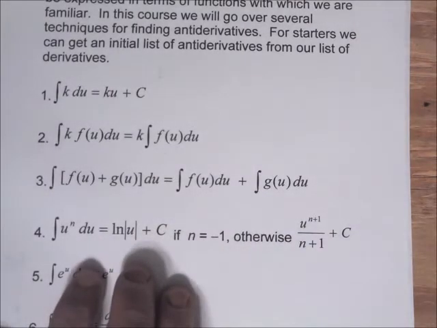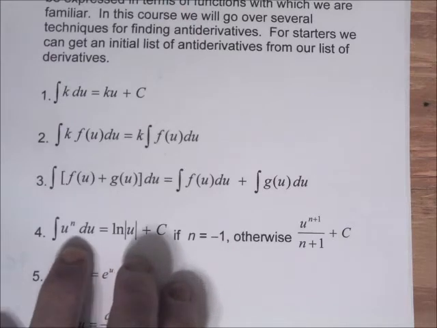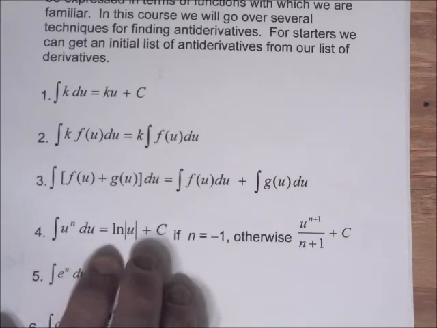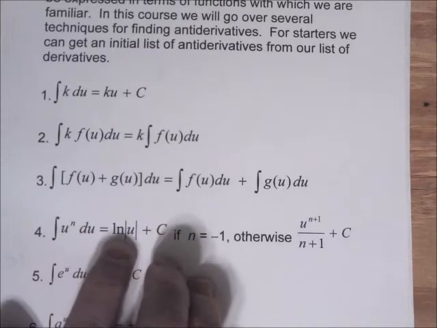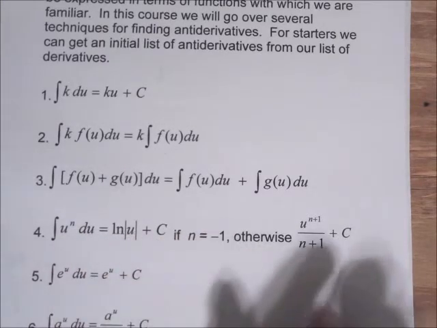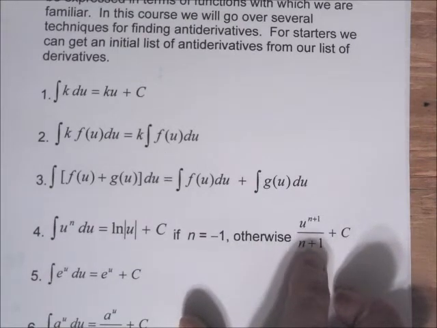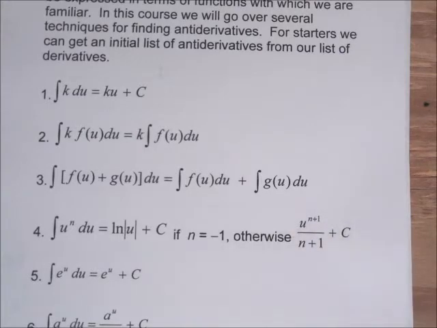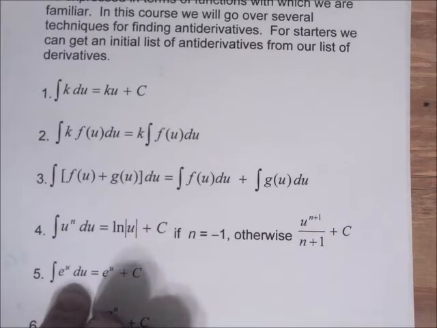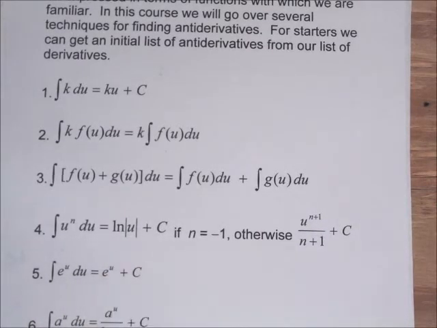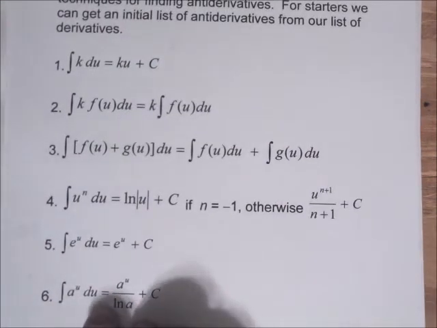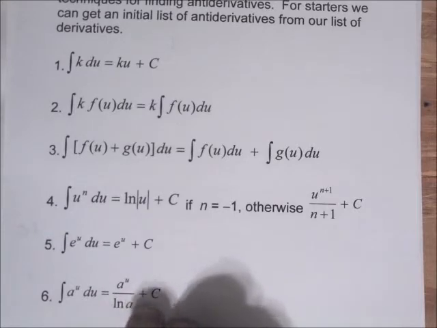Here's the power rule. u to the n. If n is equal to -1, the antiderivative is ln absolute value of u plus a constant. Otherwise, it's u to the n plus 1 divided by n plus 1, plus a constant. So it's the reverse of the power rule for the derivative. The antiderivative of e to the u du is e to the u plus a constant. The antiderivative of a to the u du is a to the u divided by ln a plus a constant. So those are the exponential rules.